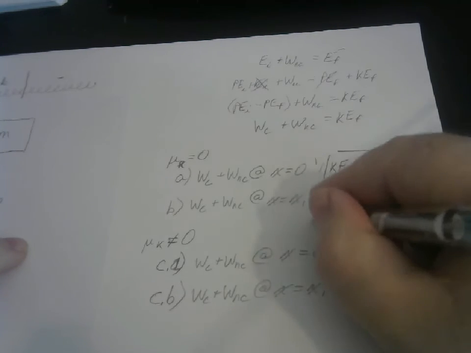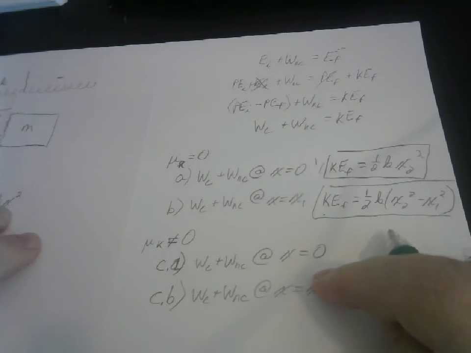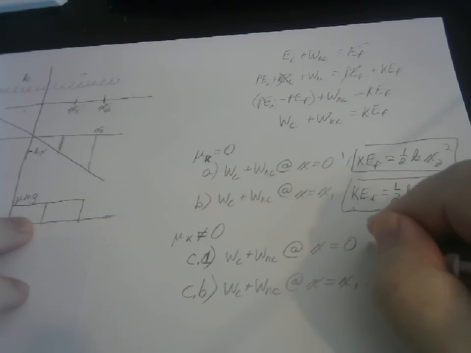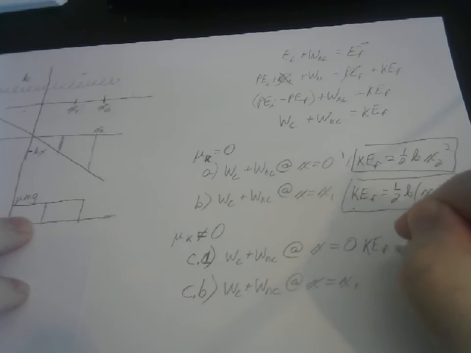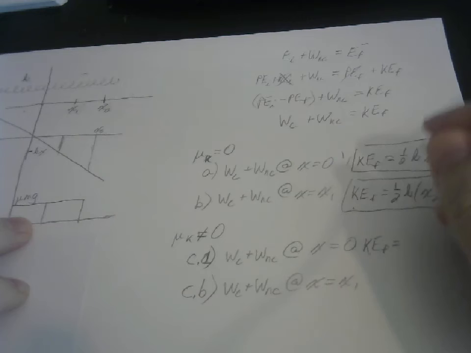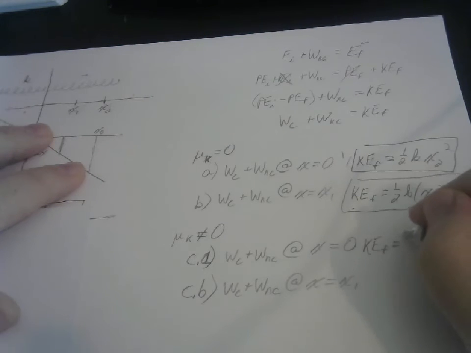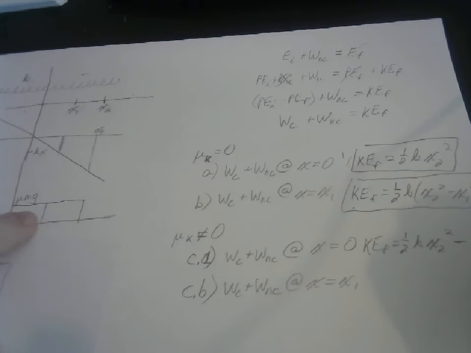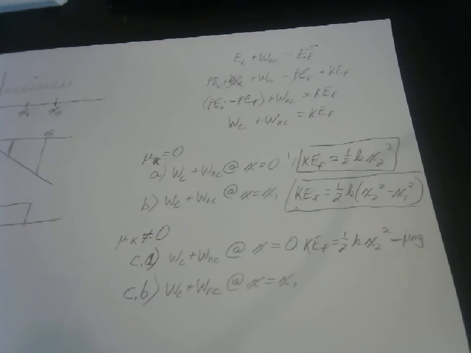Okay, and then here, with mu mg not equal to 0, kinetic energy final will be equal to the same thing we had up here, the area under that curve, 1/2 k x2 squared, minus, and this is the energy that is removed by friction, it'll just be mu mg, that's the force, times x2.